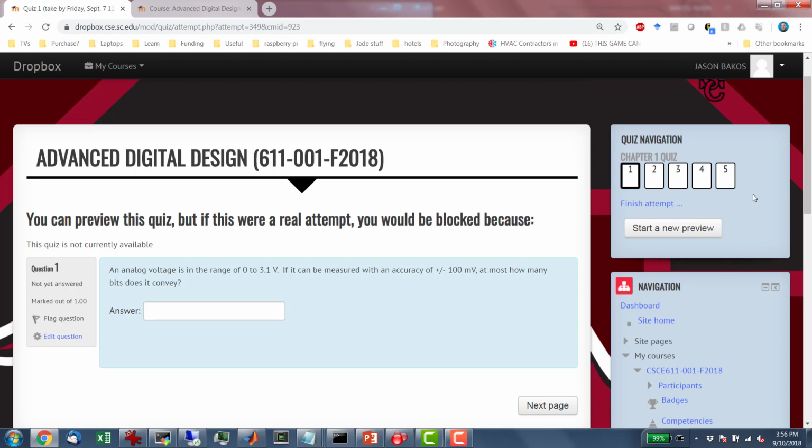Everyone see that? And then log base 2 of 32, which it's 0 to 31, so there's 32 values. So log base 2 of 32 is 5 bits.